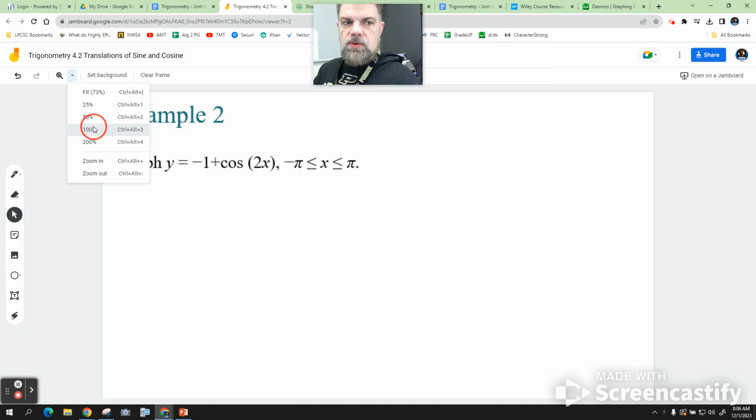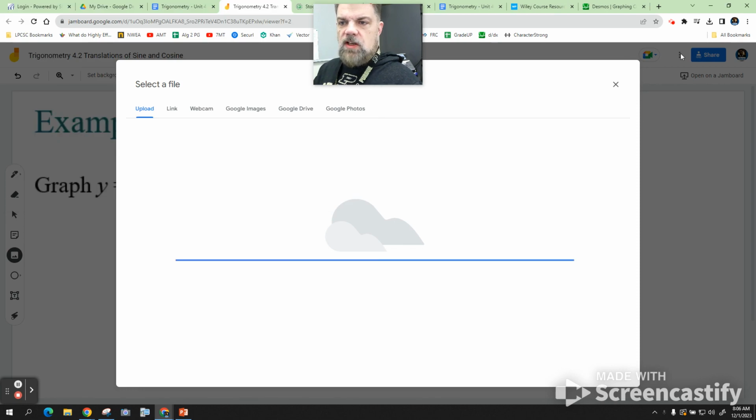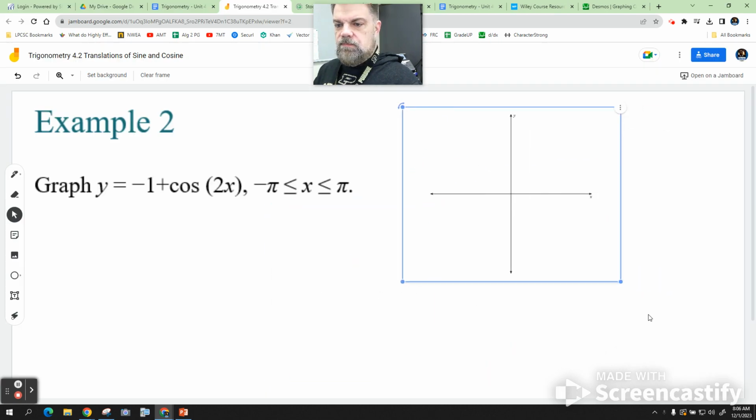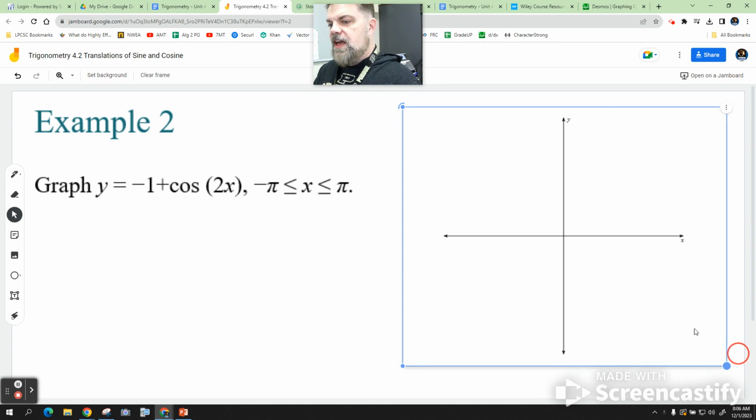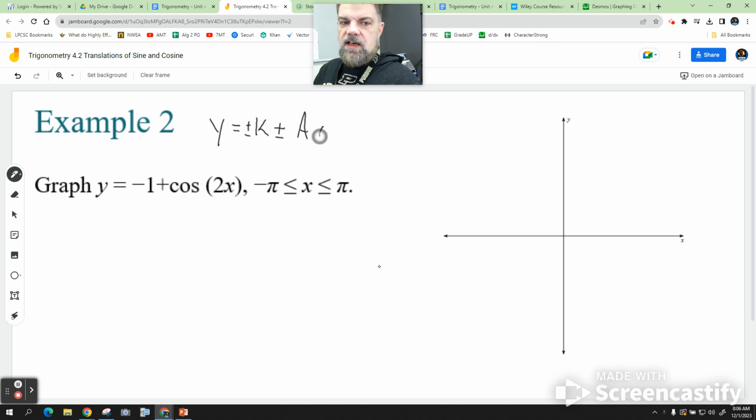All right, for example number 2, it's basically the same thing. In fact, all of these are basically going to be the same. We identify A, B, and K. So remember, this is written in the form y equals K plus or minus, depending on whatever A, and it could be plus or minus K too, A, in this particular case, cosine of BX.